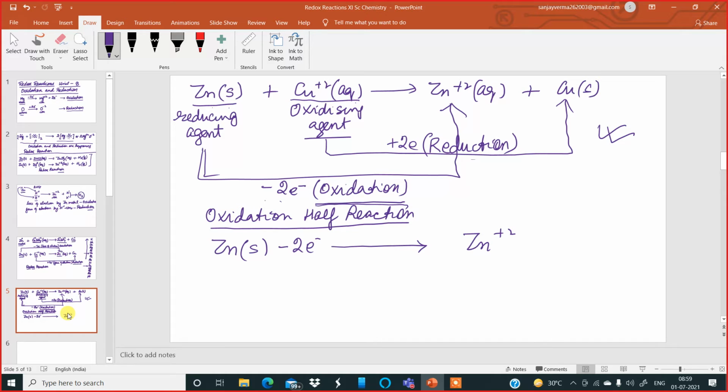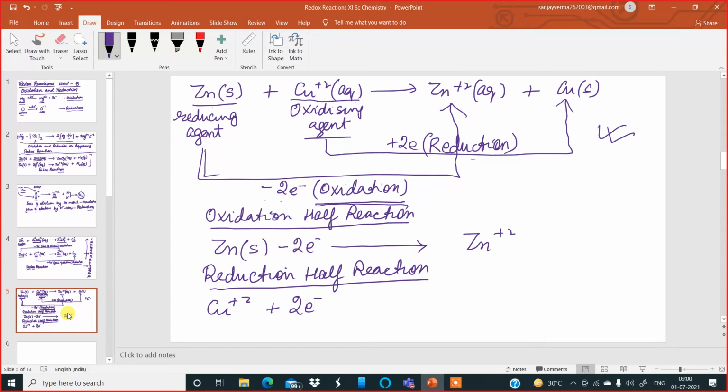Similarly, I can write down the other half reaction, which is called the reduction half reaction. For the reduction half reaction, copper ion Cu2+ is gaining 2 electrons. It is receiving 2 electrons and becoming copper metal, which is the solid. This is in aqueous solution. Are you getting it now?